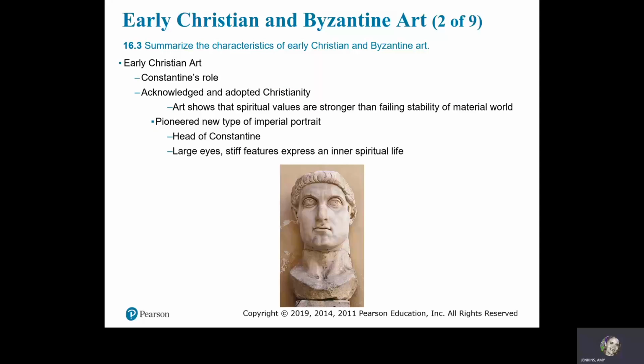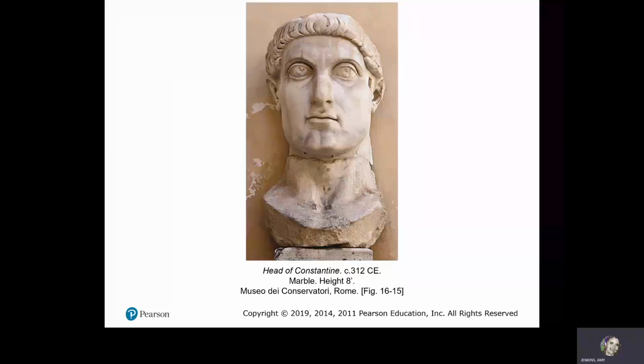Constantine had a role in early Christian art. He acknowledged and adopted Christianity. Art shows that spiritual values are stronger than the failing stability of the material world. He pioneered a new type of imperial portrait. This is the head of Constantine. He has large eyes and stiff features, which express an inner spiritual life. Head of Constantine, circa 312 CE, marble, height 8 feet.